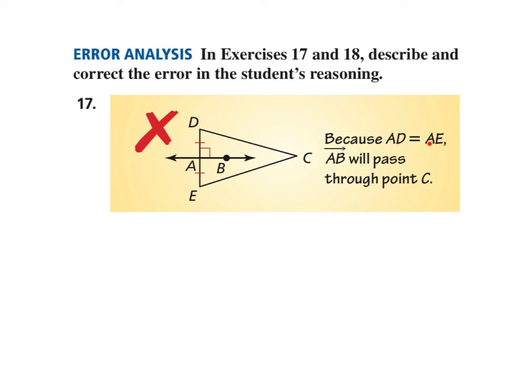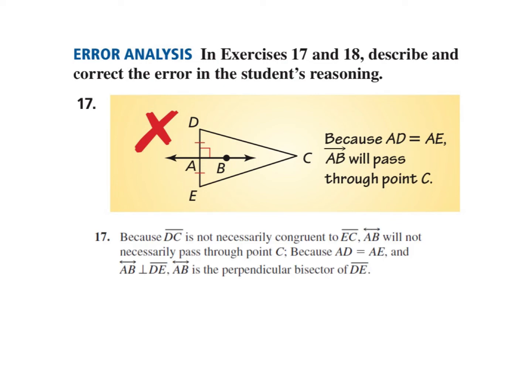Because AD is equal to AE, AB will pass through point C. Well, no, we don't know that. We can't figure that out. Only if we knew that C was equidistant from D and E would we know that the perpendicular bisector passes through it. So we don't know it, and that's the explanation. Let me put what the book says. And there's basically what I just said. You just can't tell if it is.